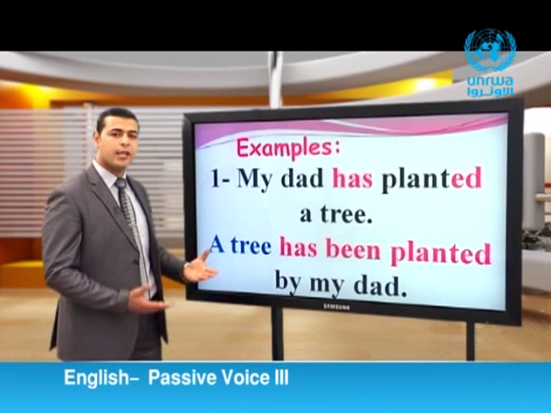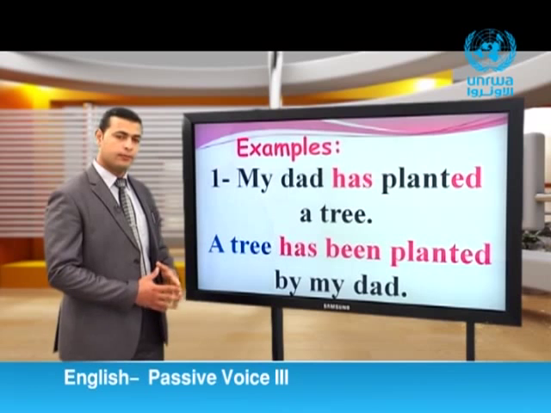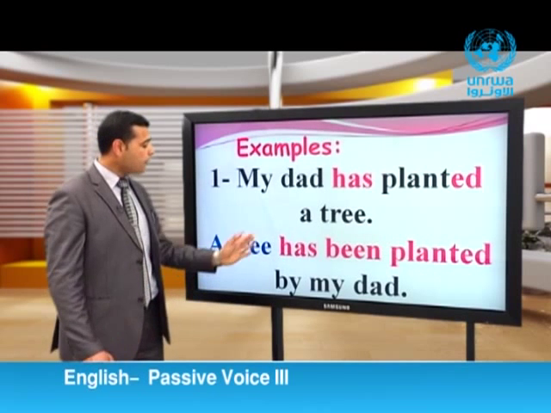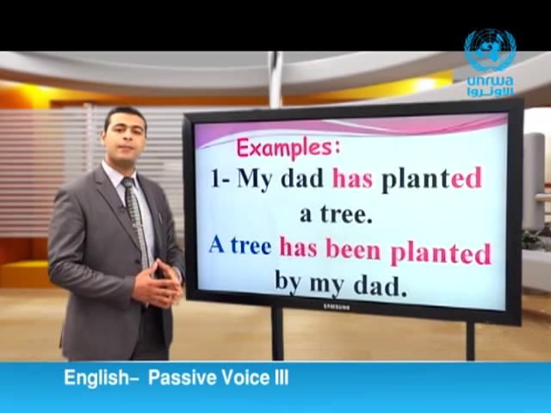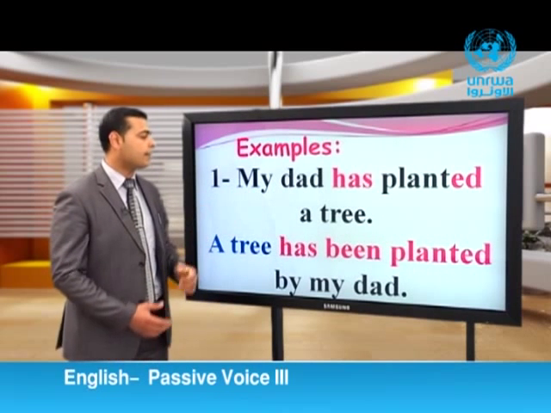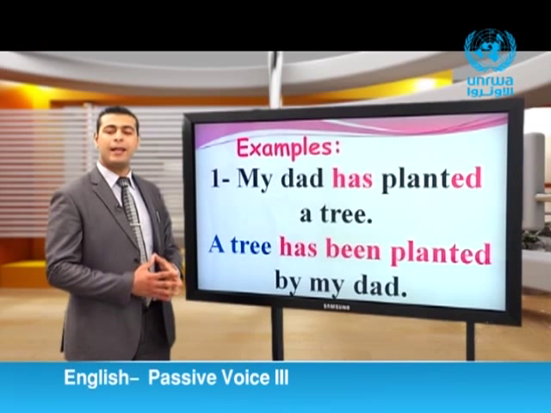A tree is singular. شجرة واحدة وهي مفرد. So we used has. After has, we used been. And after been, we used the past participle of the main verb, which is planted. Again, a tree has been planted by my dad.